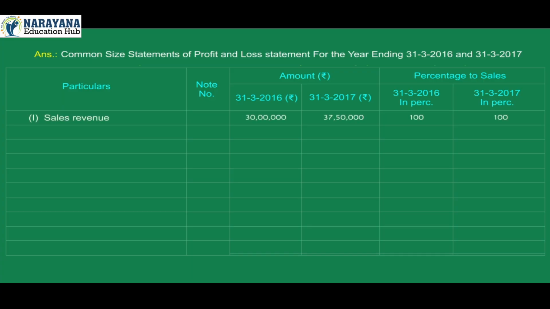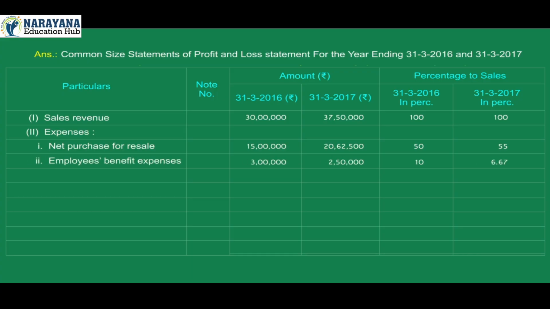Sales revenue: 30 lakh, 37 lakh 50,000, 100 percentage, 100 percentage. 2. Expenses: 1. Net purchase for resale: 15 lakh, 20 lakh 62,500, 50 percentage, 55 percentage. 2. Employees benefit expenses: 3 lakh, 2 lakh 50,000, 10 percentage, 6.67 percentage. 3. Financial cost: 1 lakh 80,000, 2 lakh 25,000, 6 percentage, 6 percentage.